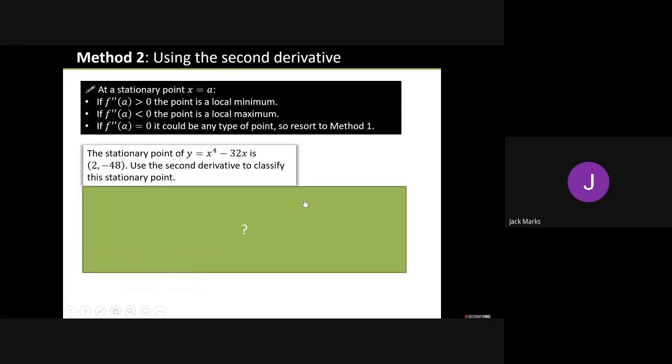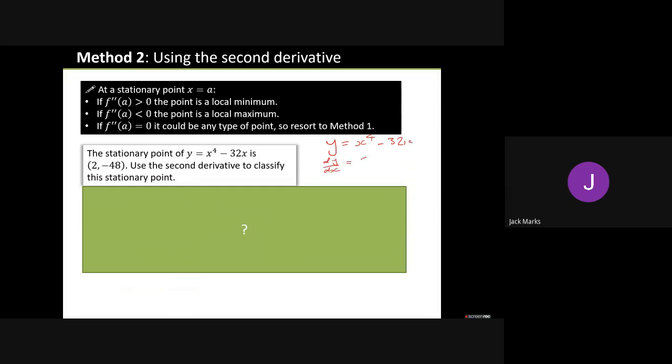Let's use the second derivative now. So let's do something a little bit more advanced with this. And I think we actually used part of this question earlier. So let's differentiate to start with. Use the second derivative to classify this point. So x to the power 4 minus 32x.